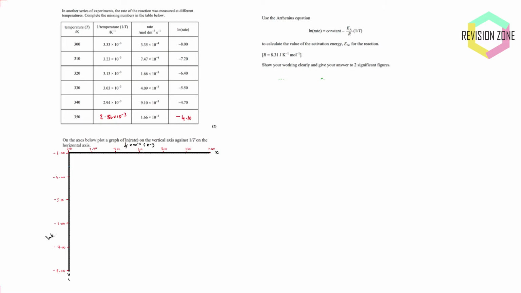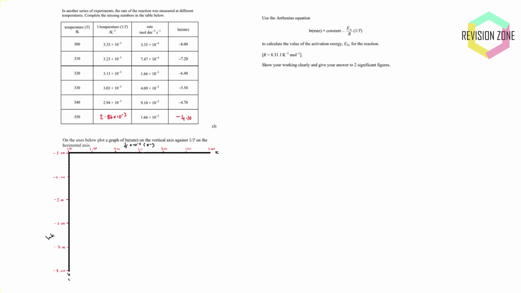So here's my working out in terms of answers for that particular question. Quite simple in terms of the table, just 1 over temperature. So 1 over 350 for that first one gives me 2.86 times 10 to the minus 3. And minus 4.10 for the natural log of that rate there. You'd be surprised how many mistakes people make just copying down from a calculator, so always worth double checking those values.